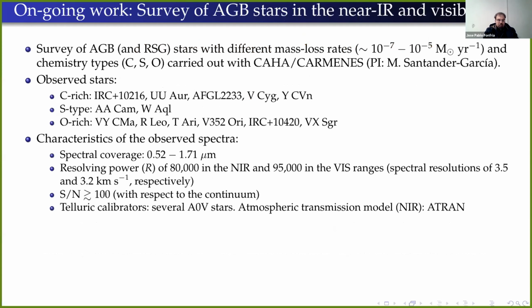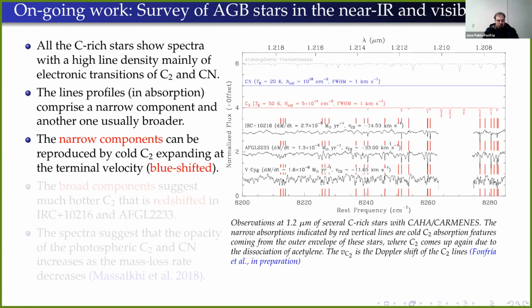And to finish this presentation, I want to introduce another project related to AGB stars. This time, we aim at looking directly at stellar photospheres, and we perform a survey of AGB stars and red supergiant stars with the Calar Alto Observatory and the CARMENES spectrograph in the near-infrared and visible ranges. All the data are already taken and reduced, and we are analyzing the observations right now. We have focused on carbon-rich stars to start with.